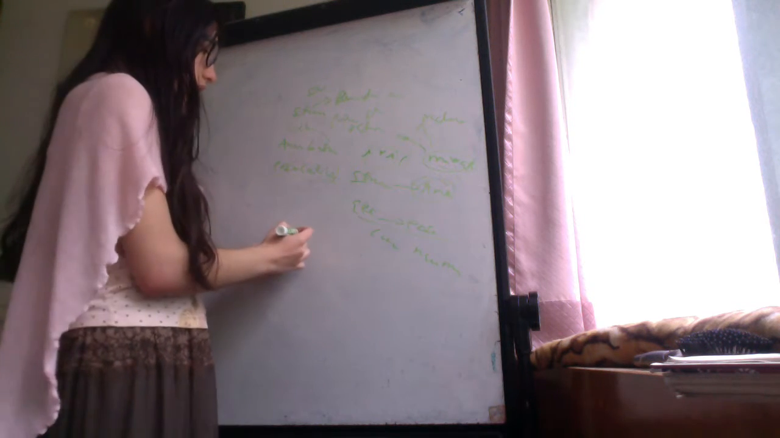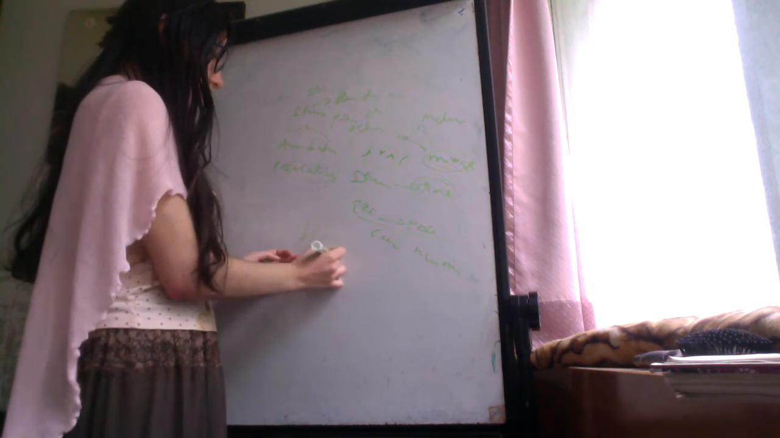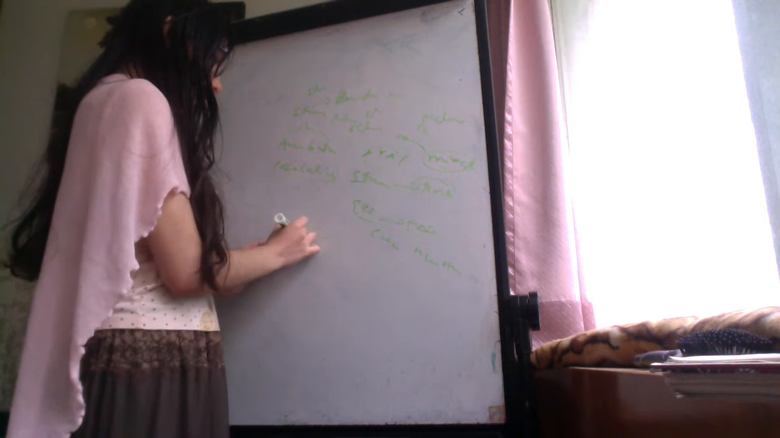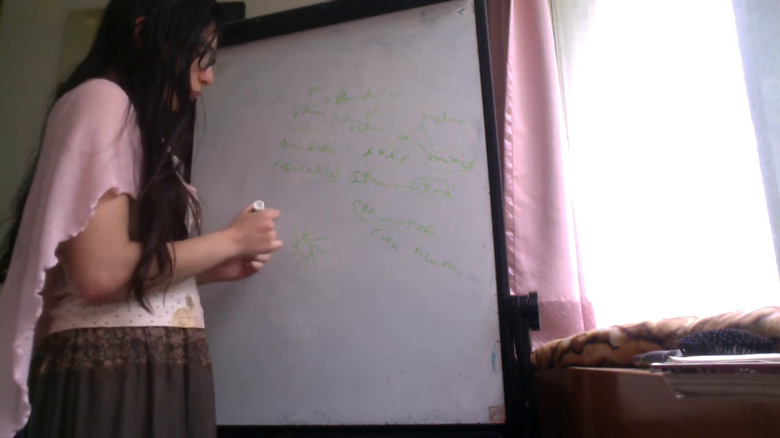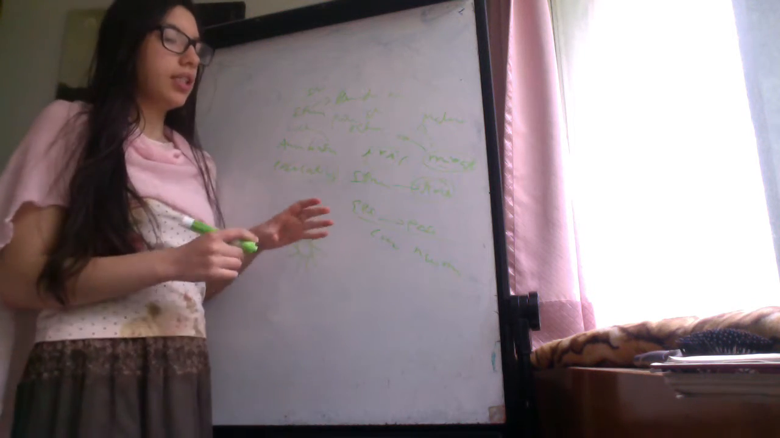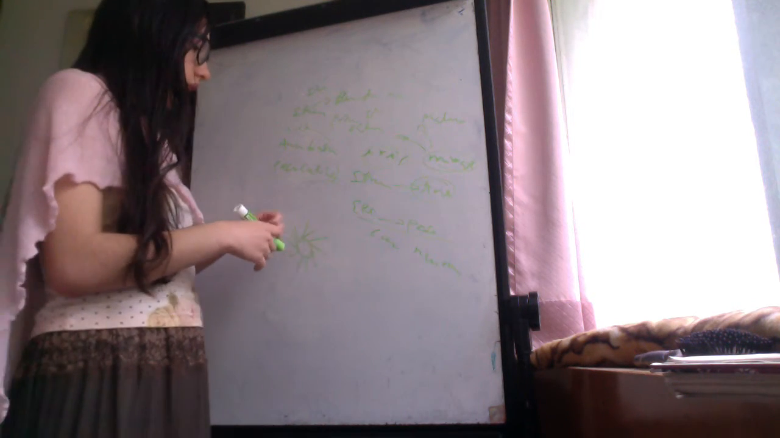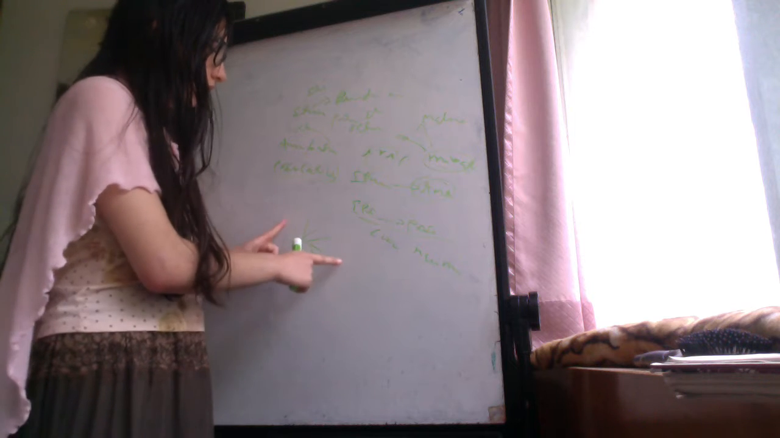So the iris has this shape. This is the iris, something like this. And here, this is the pupilla. The pupilla is a hole. It is not a structure. It's just the hole that is made by the iris.